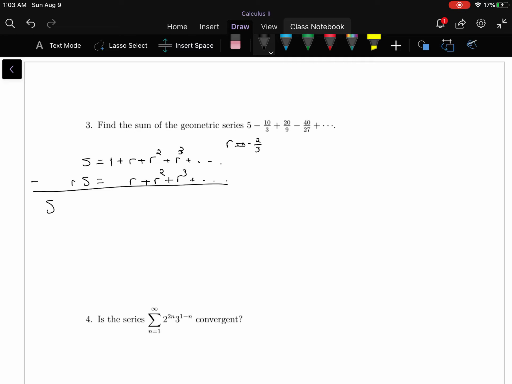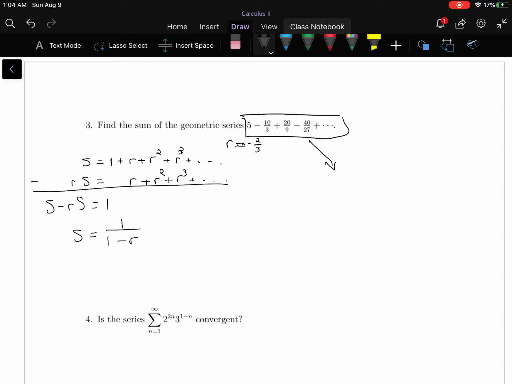And so we've got s minus rs. And on the right side, we have 1, and that's it, because r cancels out with r, r squared with r squared, r cubed with r cubed, and all subsequent terms disappear. And when you solve for s, you get s is 1 over 1 minus r. Now this is handy because we want to know the sum of this particular infinite series.